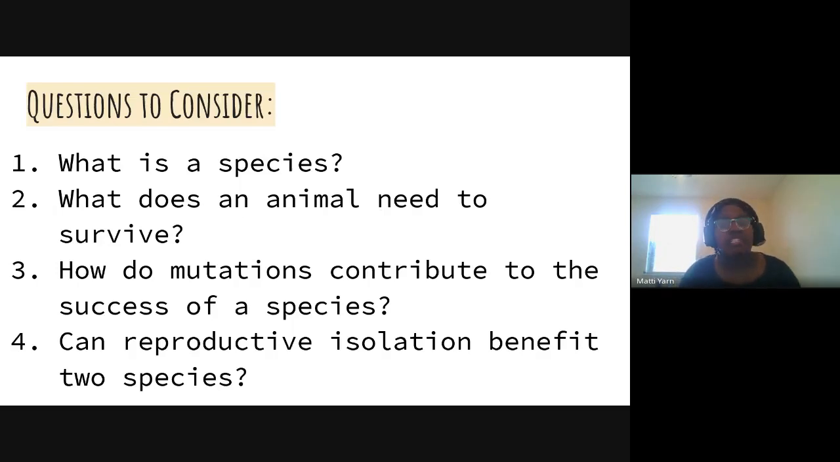What do animals need to survive? That is question number two. Question number three is how do mutations contribute to the success of a species? So there's a process here that we've been talking about, but I want you to consider how do those mutations factor in? And then the next and last question is can reproductive isolation benefit two species? These are kind of abstract, out of this world sort of questions, but I do want you to consider them as we go throughout our lesson for the day.